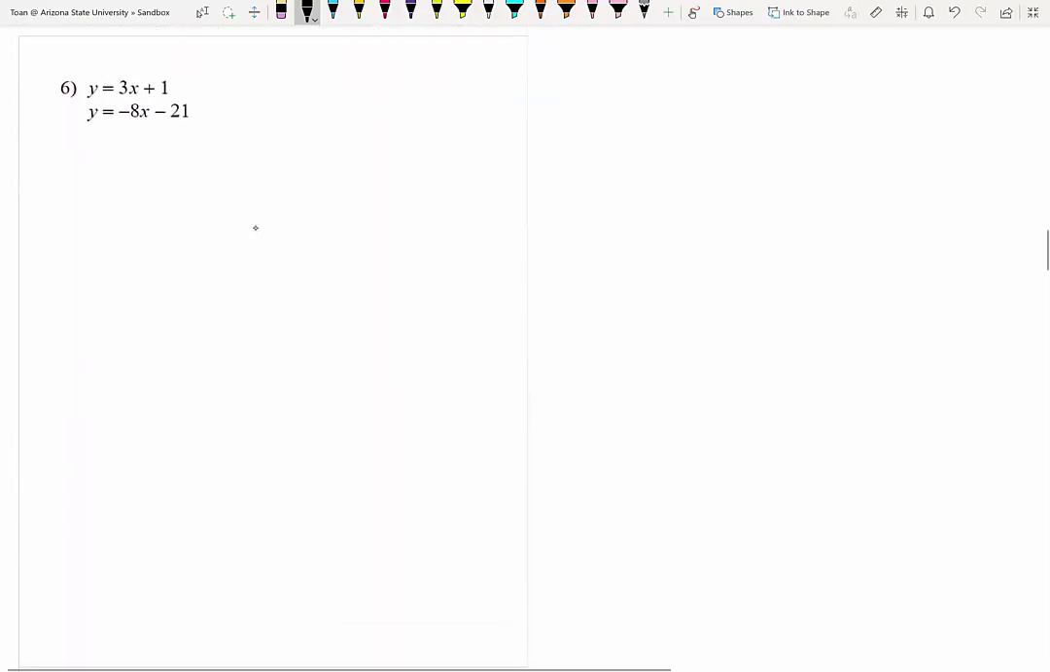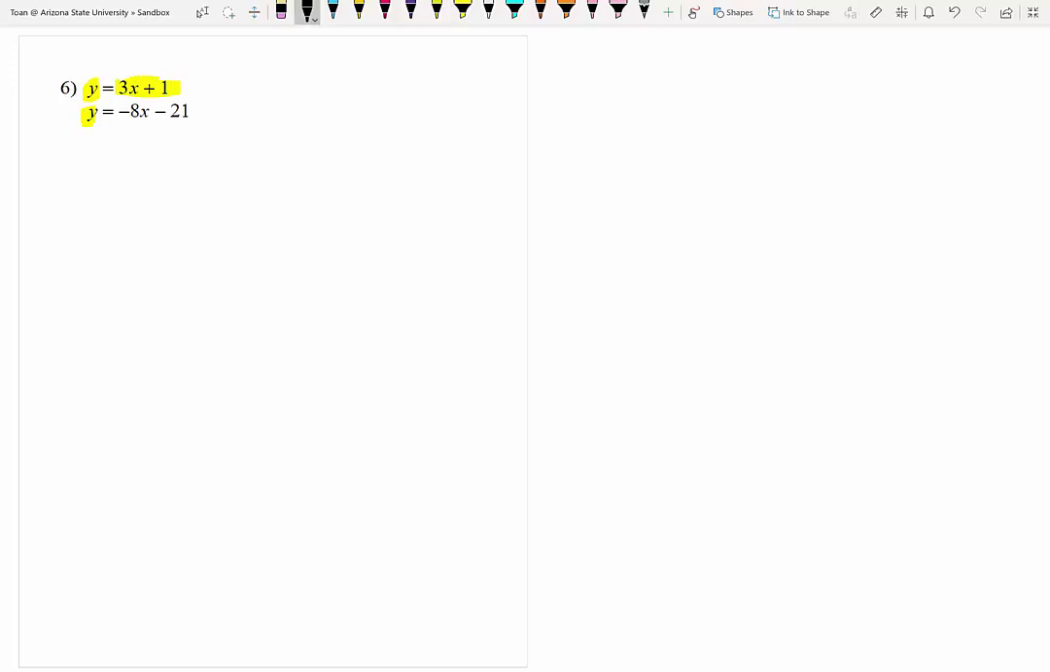Number 6, the equations are lined up, so I could use elimination here. Or notice how in one of the equations, one of the variables is already solved for. That's a classic sign of substitution. So basically, because the equation's already solved for one variable, y equals or x equals, you take the whole expression here and substitute into the second equation wherever we see a y.